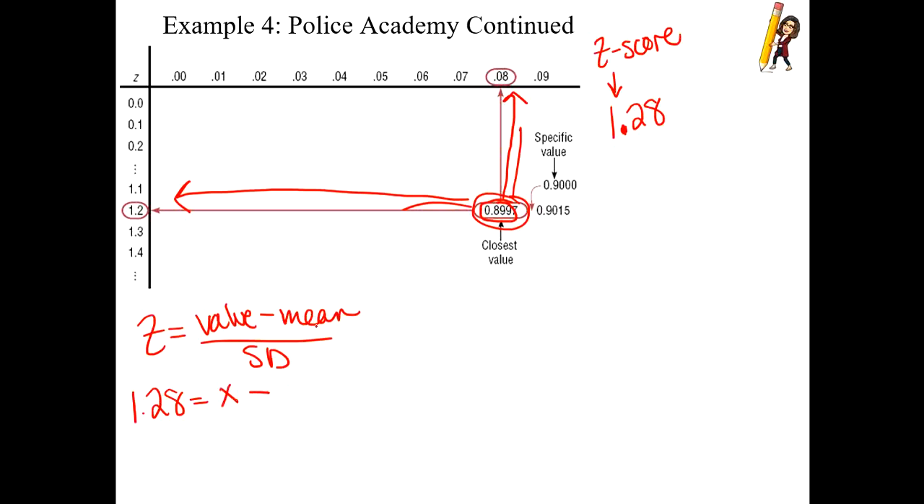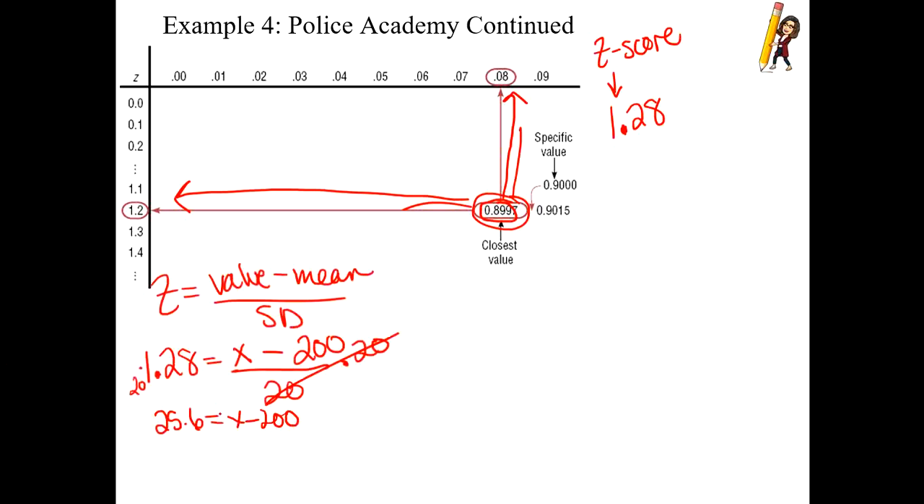And then the mean was 200, remember, way back from the problem. And the standard deviation was 20. So now you are just solving this algebraic equation to find our value. So we're just solving for x. We're going to multiply by 20 to get rid of that denominator on both sides. 20 times 1.28, let me do it in my calculator. So we get 25.6 is equal to x minus 200. And then in order to solve for x, we have to add 200 to both sides.